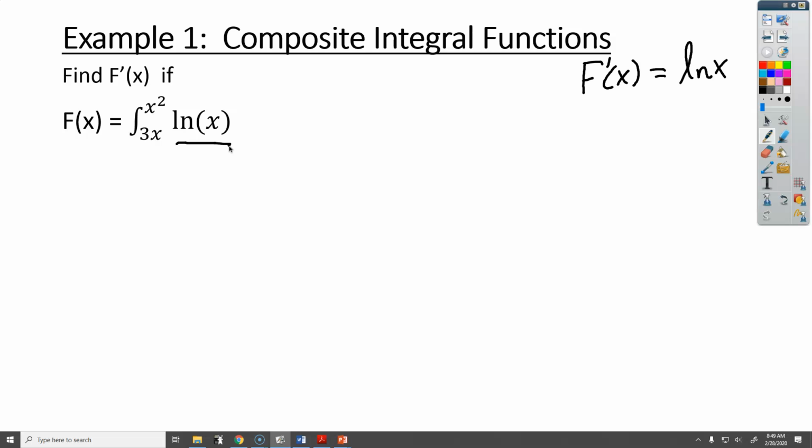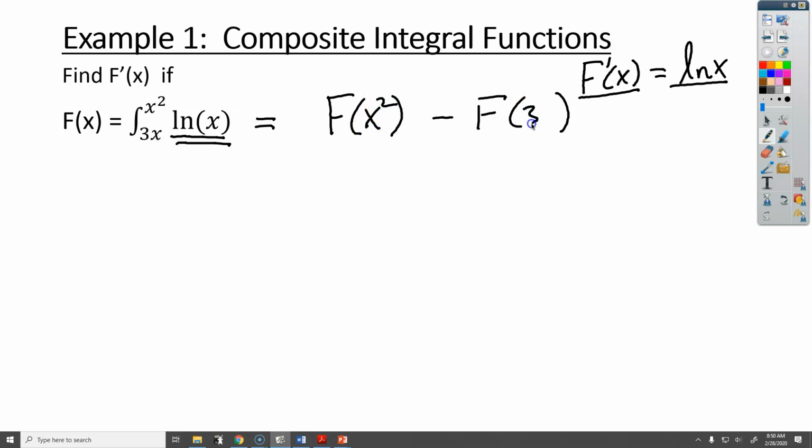We're going to go ahead and integrate this. So if f prime equals ln of x, then the integral of ln of x is f of x. So here's what we're going to do. We're going to use the fundamental theorem of calculus here. The integral of ln is f of x. You guys agree? We're going to go with that for right now. So if I integrate this, I'm going to have f of blank minus f of blank. And what goes in the first blank? Good. And what goes in the second blank? 3x.